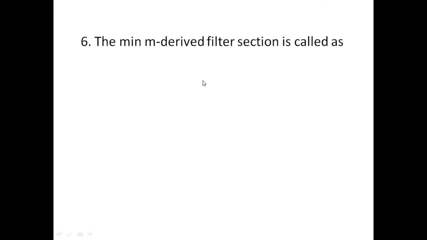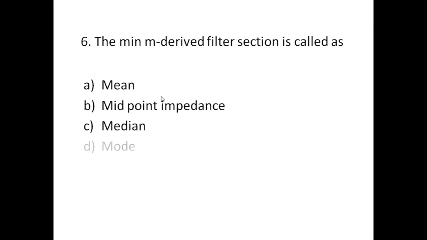Now the sixth question: the m-derived filter section is called as minima, mean, midpoint impedance, median, or mode. What's the meaning of m? That's the meaning of m. So the answer for this question is midpoint impedance.